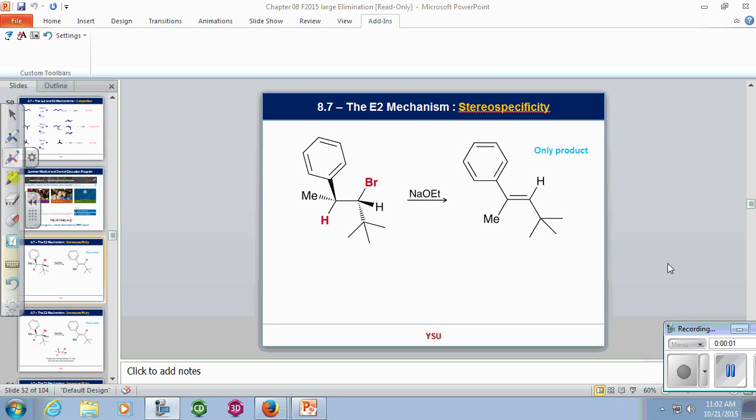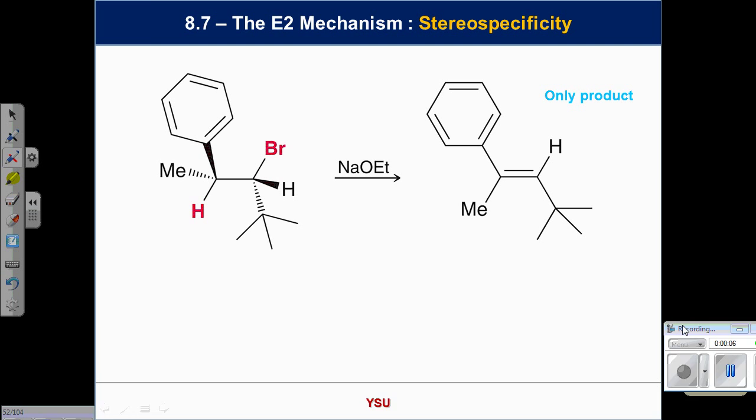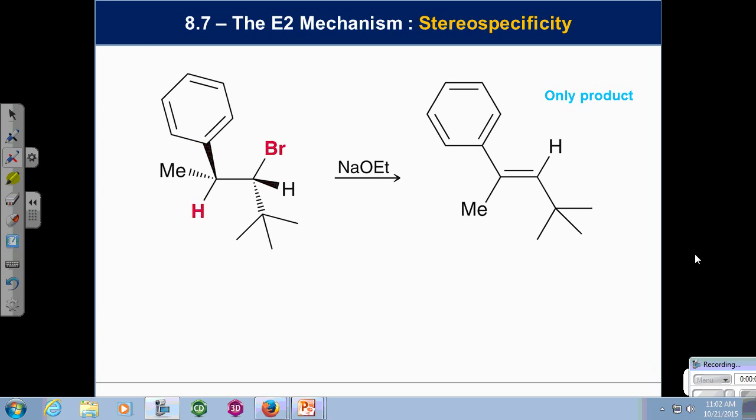In great detail, but not enough detail yet, is this idea of the E2, this idea of a bimolecular elimination process in which a base, a reactive species, goes after a substrate and takes off a proton and elimination ensues. You've got to keep these things organized.